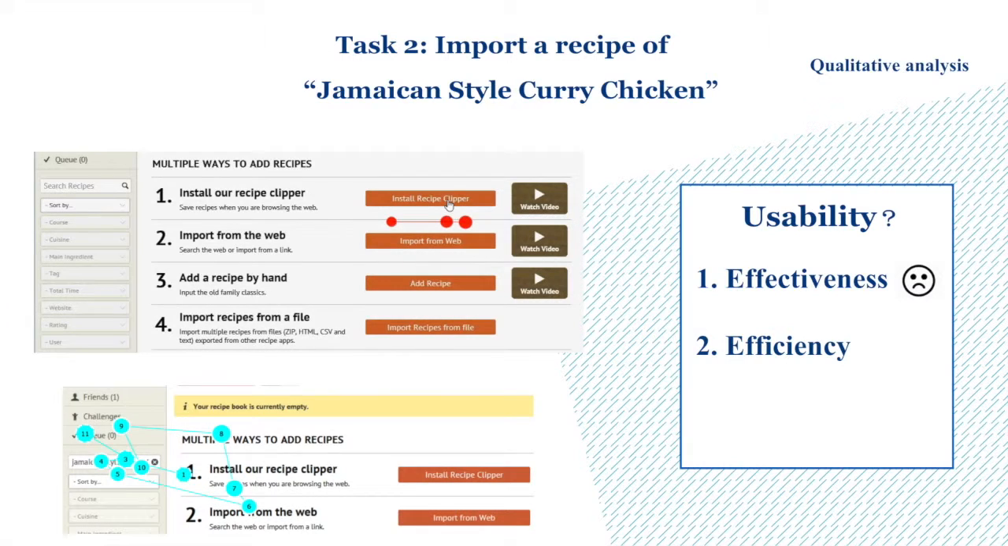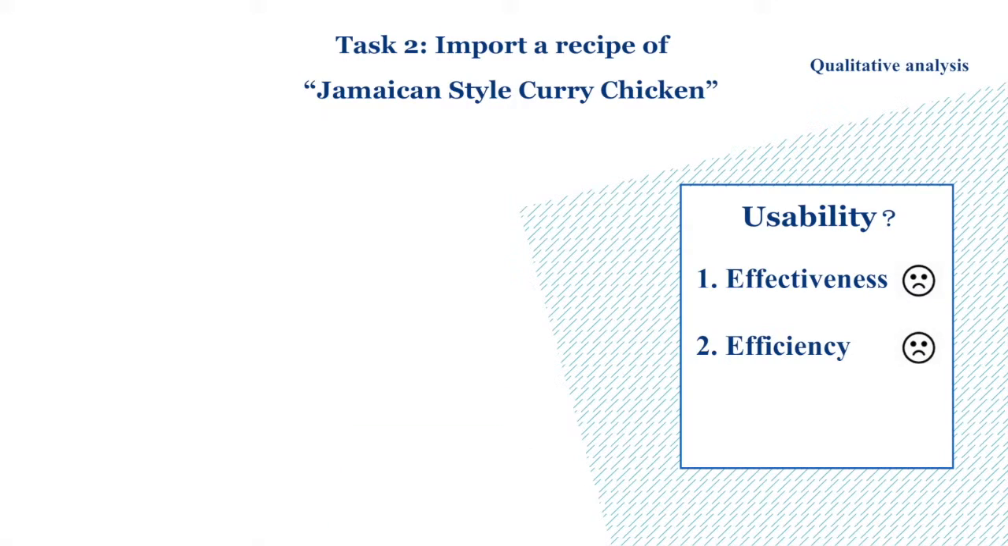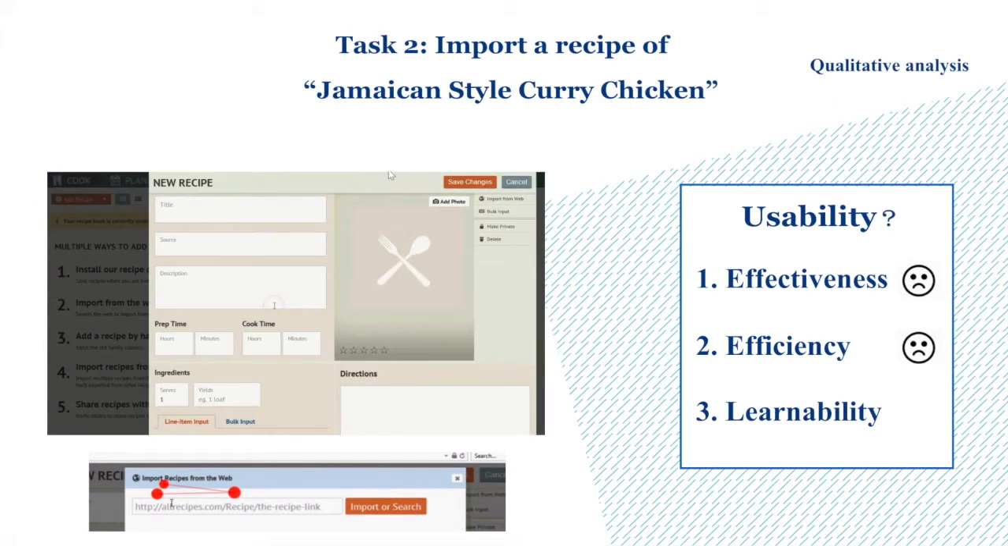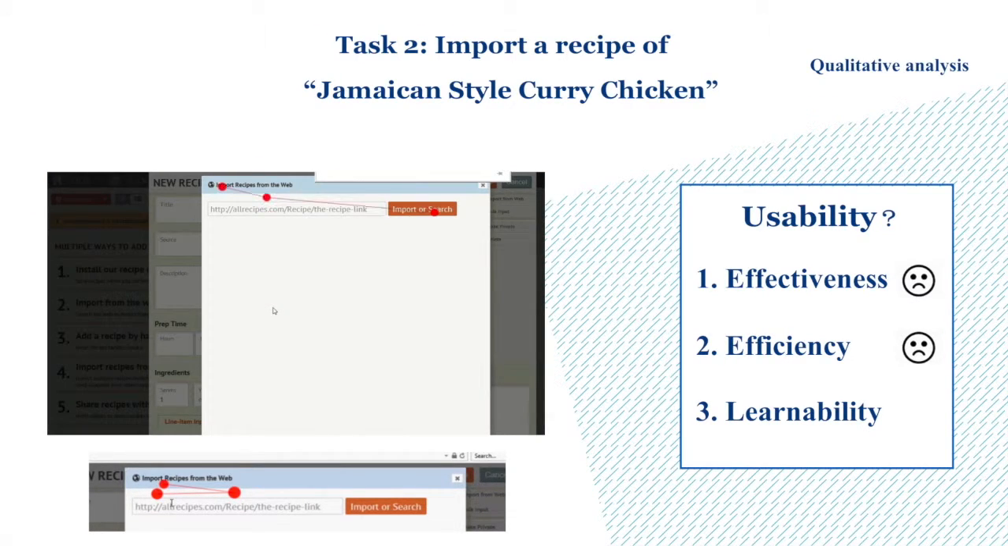Also, most users would search recipes using the search function on the navigation bar since it's intuitive and efficient. However, non-local recipes are not accessible using the search function, which is inefficient. Finally, the URL placeholder would lead to the misconception that only a URL is accepted here, which makes it harder for users to learn how to import recipes.